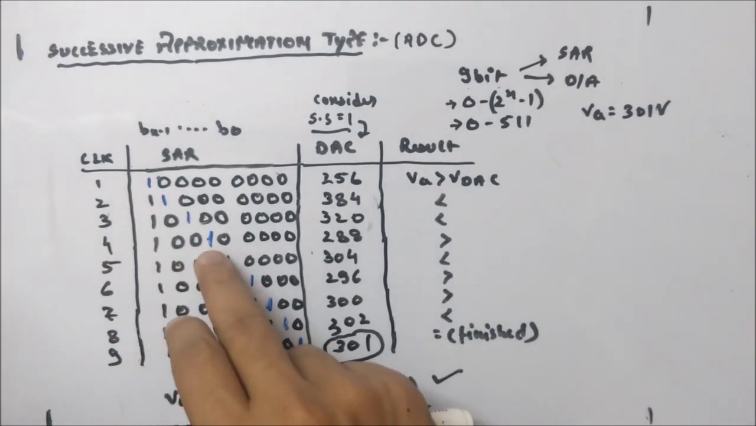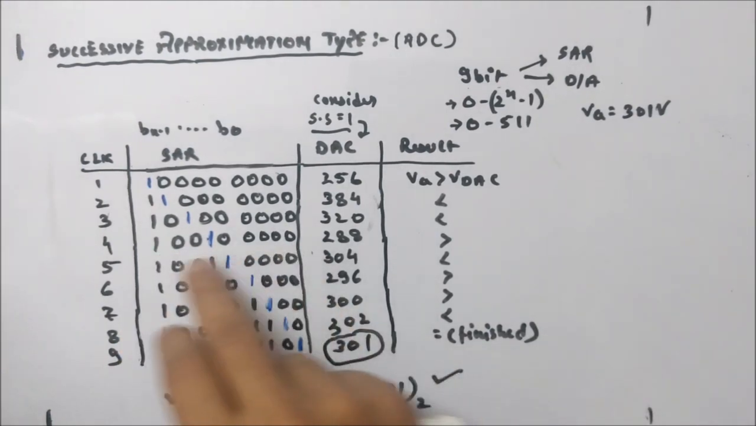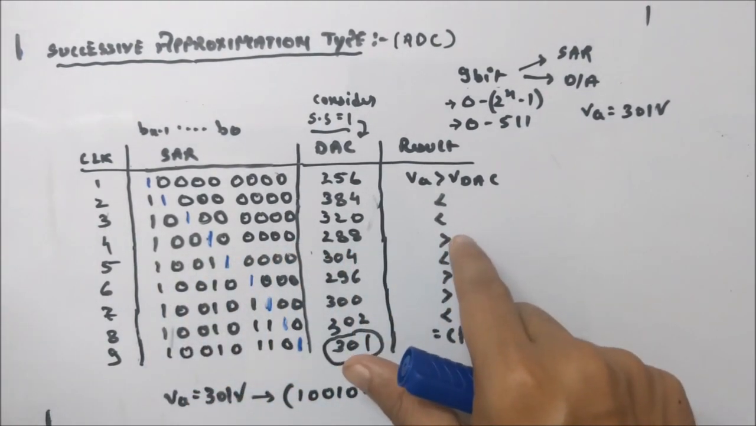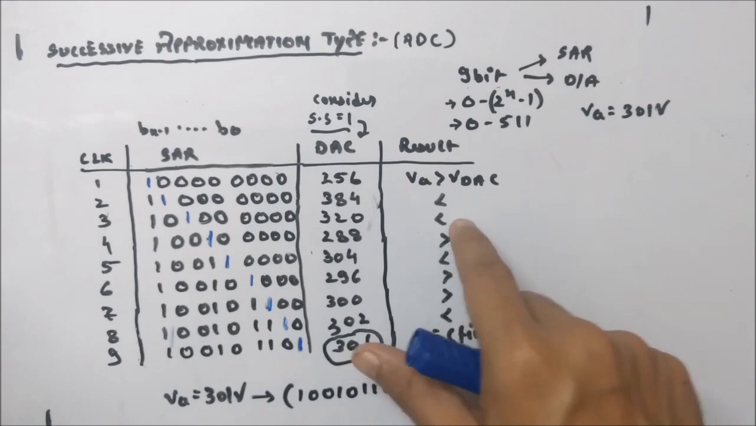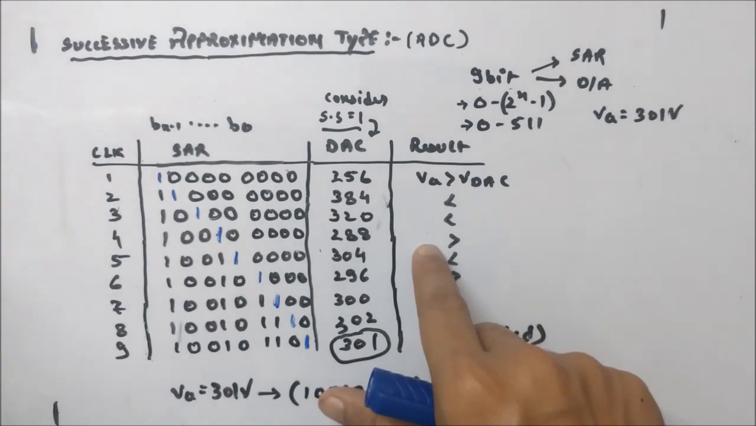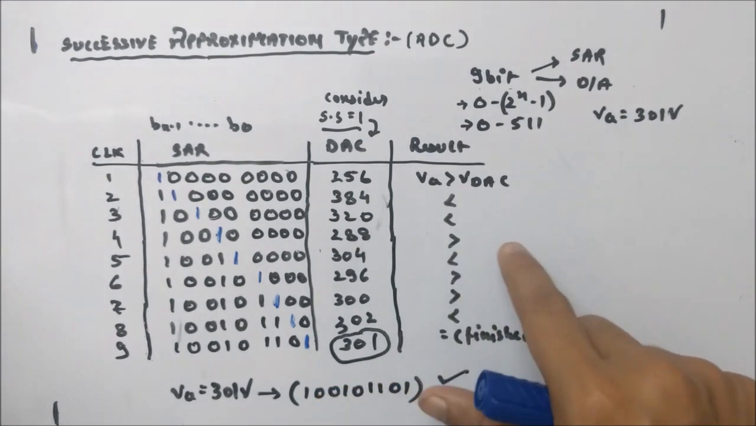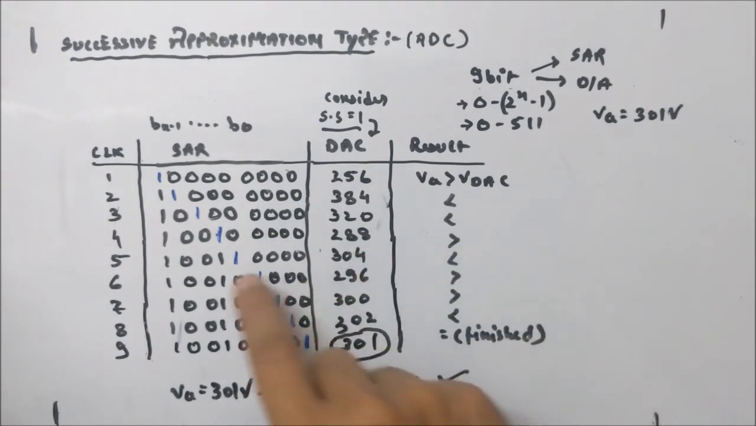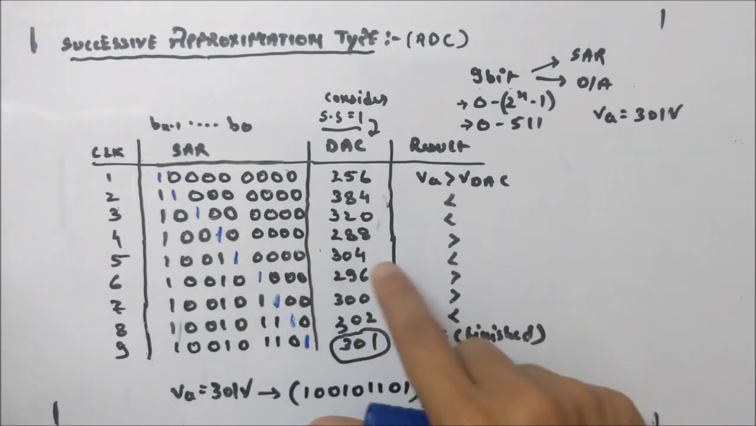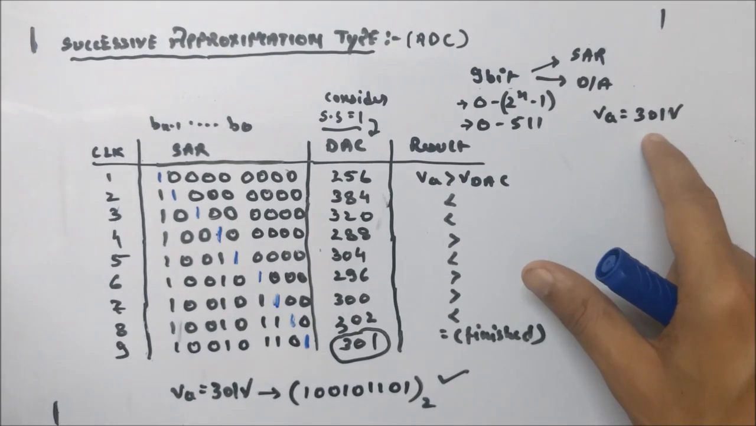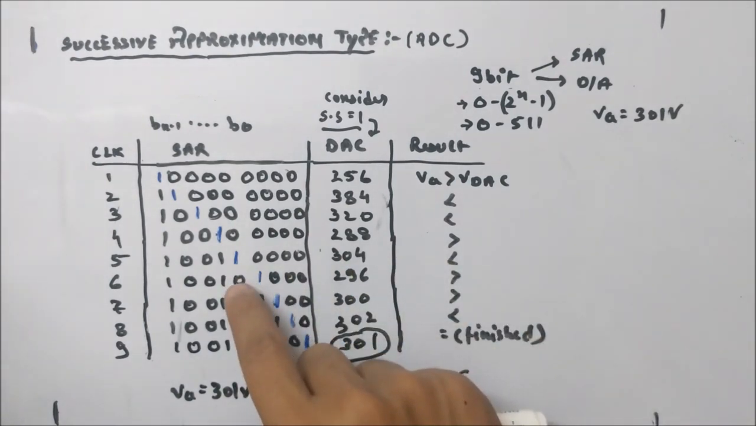Now next bit will be under check. So total decimal equivalent is 288. Again VA is greater than VDC because VA is 301, this is 288. So now the next bit will be set to 1, then again this bit will be under check. 304 will come, 304 is greater than 301, that is why this bit will be set to 0.